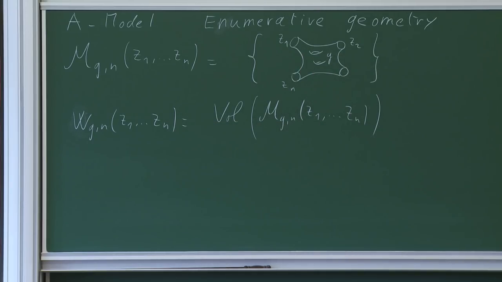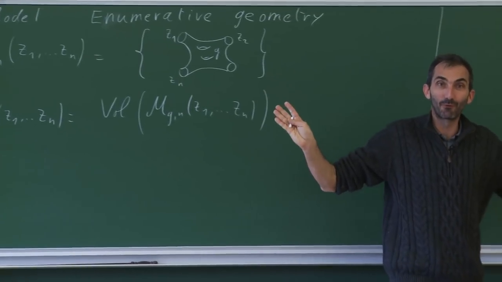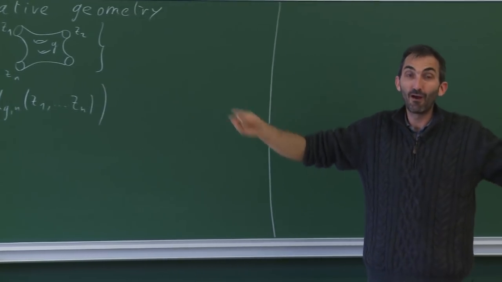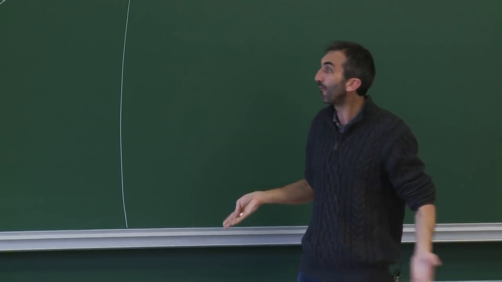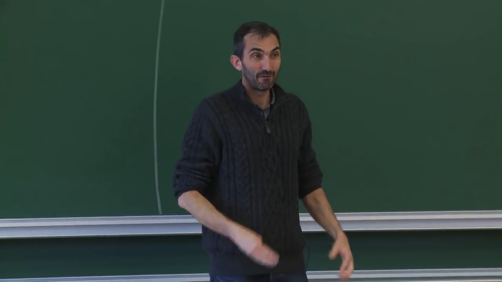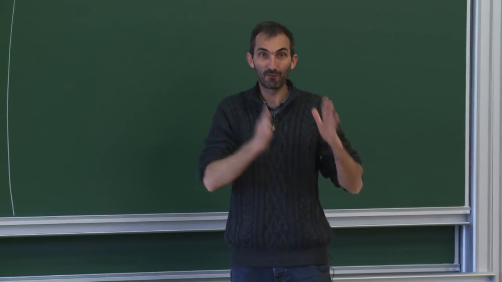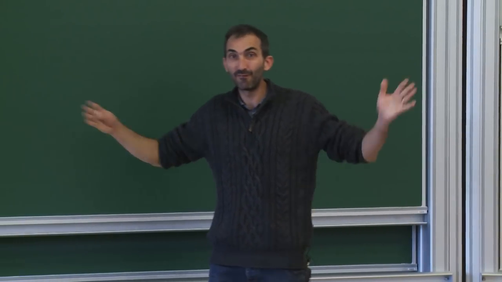Is M_{g,n} compact or not? For the moment, it's a totally abstract thing. It does not need to be compact or whatever. It's just a very general introduction of the spirit of what we want to do. We have a certain space, and we want to integrate a form over that space. And we assume that somehow this makes sense. Case by case, we will have something precise, either compact or with some function that decreases at infinity or whatever.